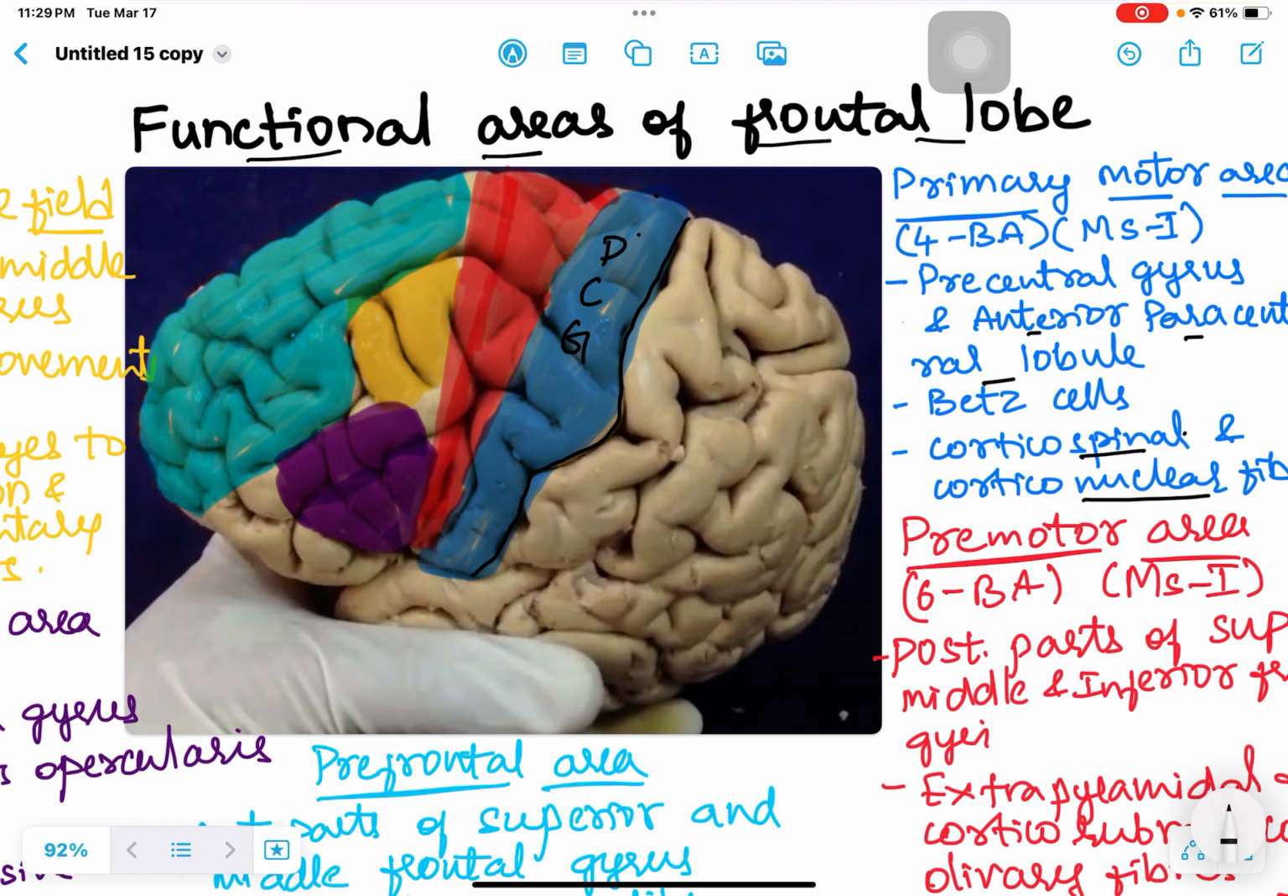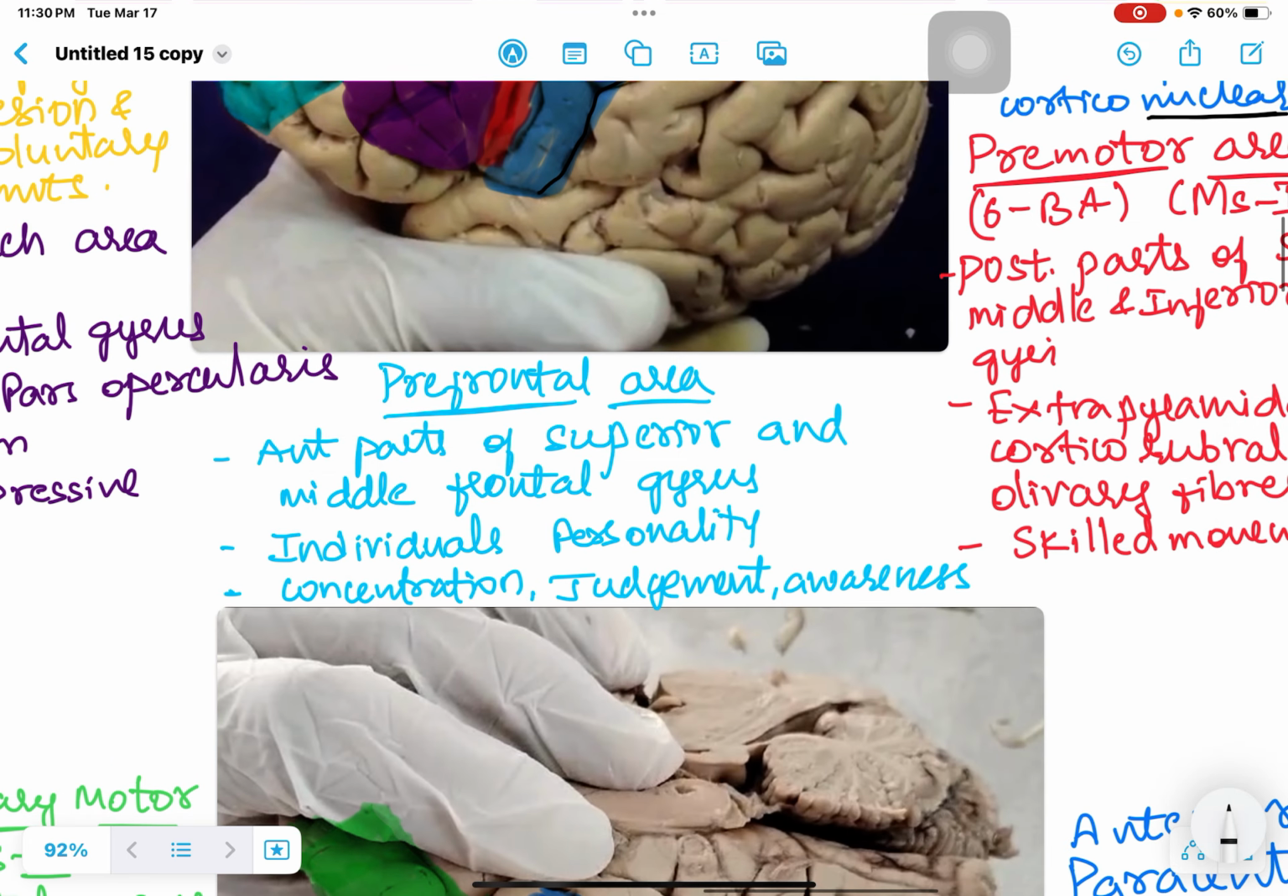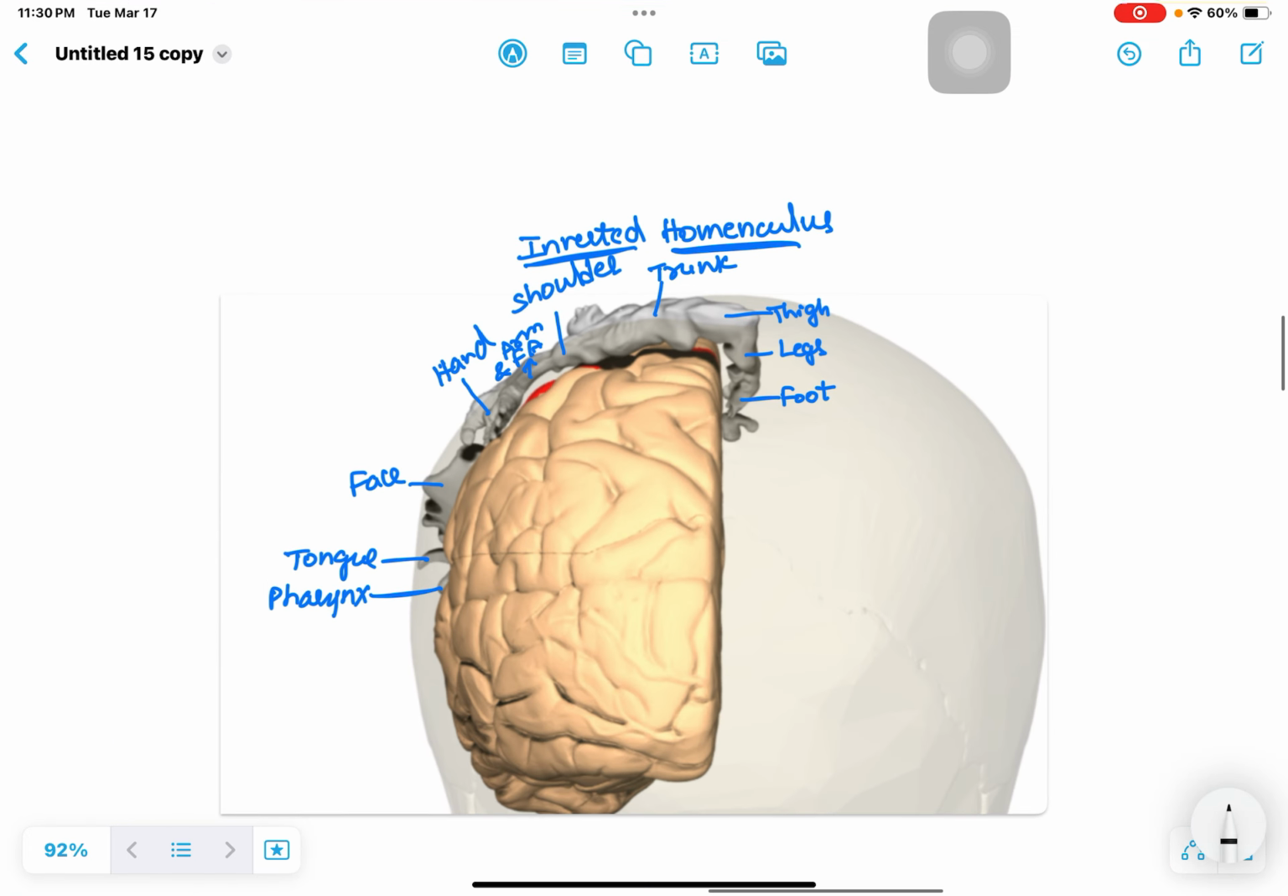Spinal fibers go to the spinal cord, and from the spinal cord to the various muscles of the upper limb, lower limb, and trunk. Corticonuclear fibers relay in the cranial nerve nuclei in the lower part of the brain stem, and from there to the different muscles of the head and neck region. So the movements of the head and neck region, upper limbs, and lower limbs are controlled by the primary motor area. In the human brain, the representation is an inverted homunculus representation.